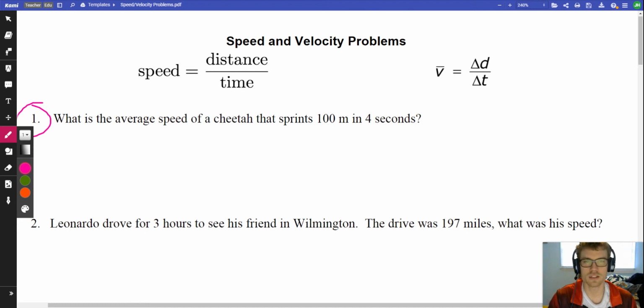Today we're going to be taking a look at how do we calculate speed and velocity, and we're going to be looking at how do we do calculations not only of just speed and velocity, but for all of the different variables in our speed and velocity equations.